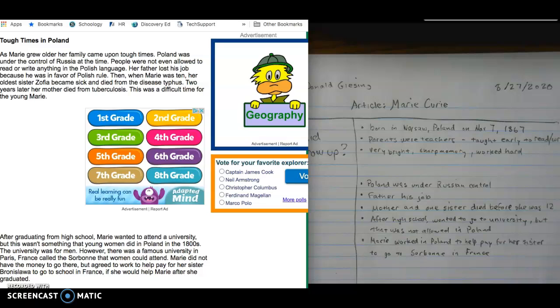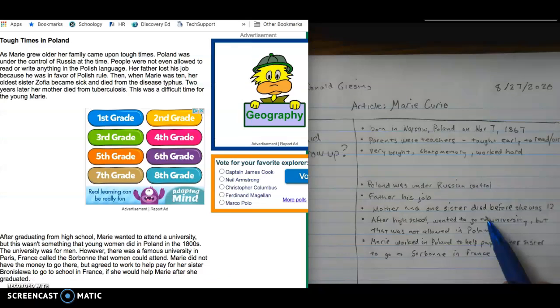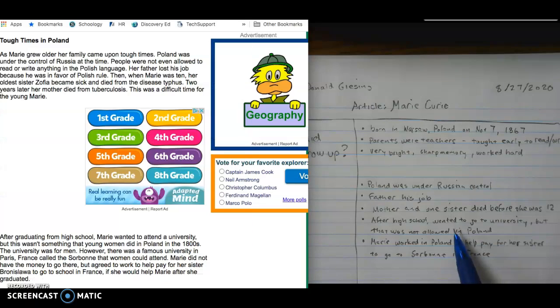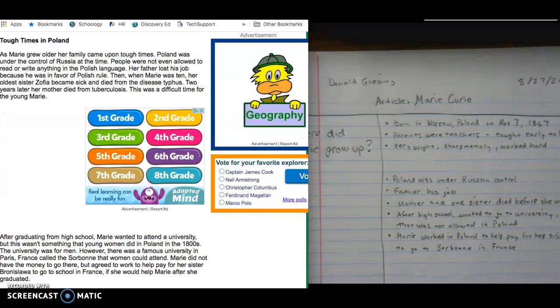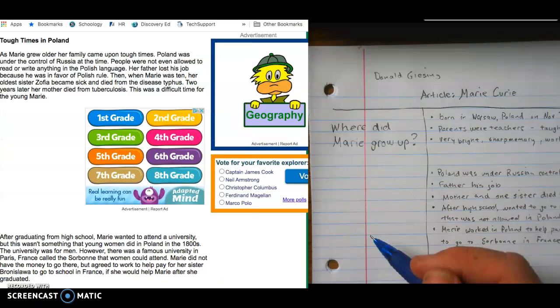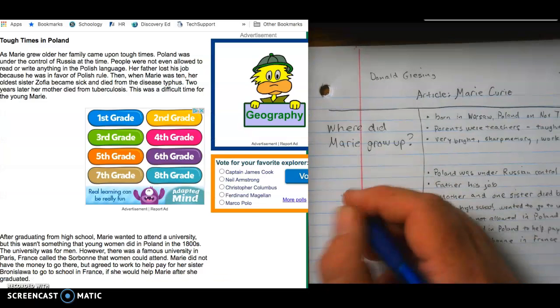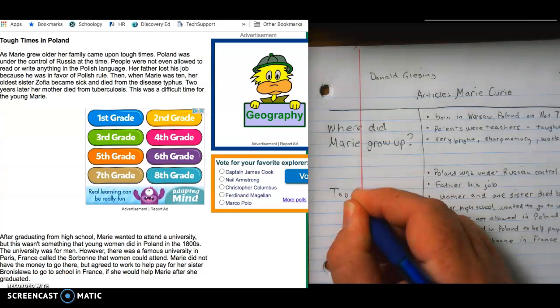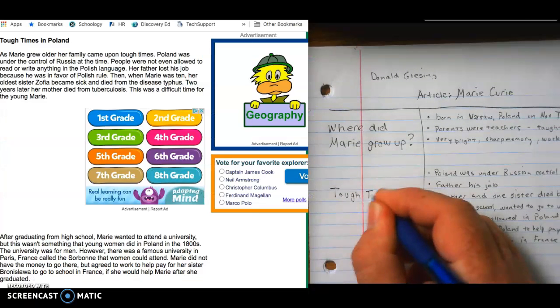Again, there are other important facts in there. You can put more details in about how her mother and sister died. You can say that her father lost his job because he was in favor of Polish rule. What details you think are important are what you put in your notes. But now we're going to give the section a title. And again, we're going to call this one Tough Times in Poland. We'll use what the article gave us.